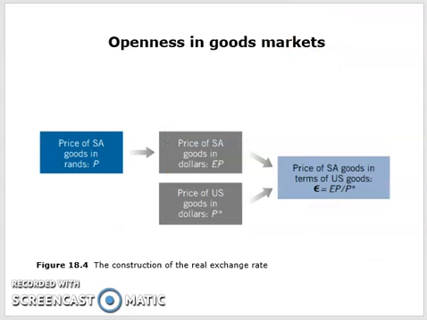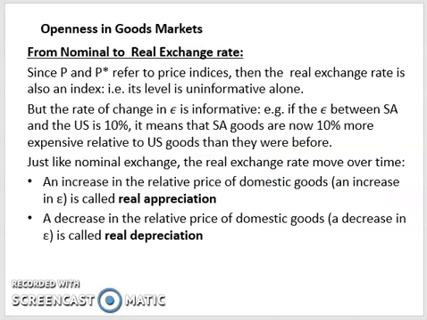And these steps we just discussed are shown in this figure 18.4 here. It shows how we move from the price of the South African goods in rands up to the price of the South African goods in terms of the US goods on the other side, through the price of the South African goods in dollars, as well as the price of the US goods in dollars, which is the nominal exchange rate.